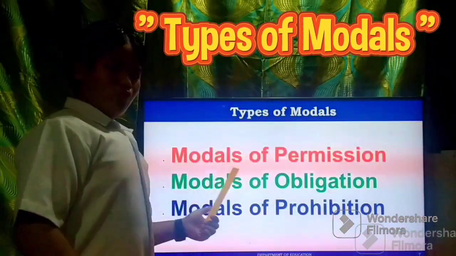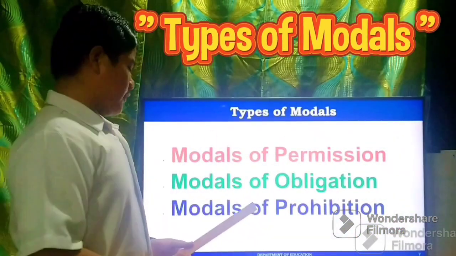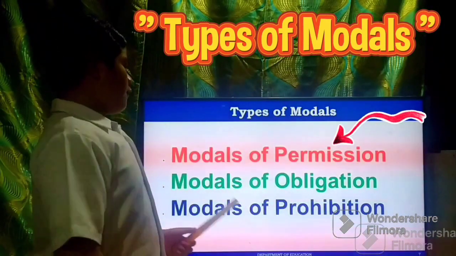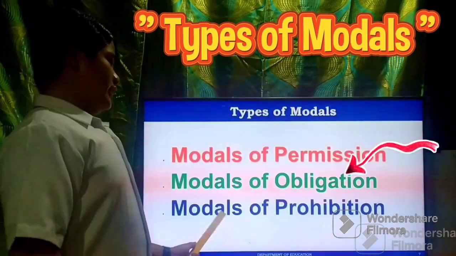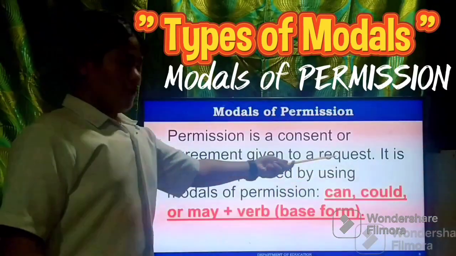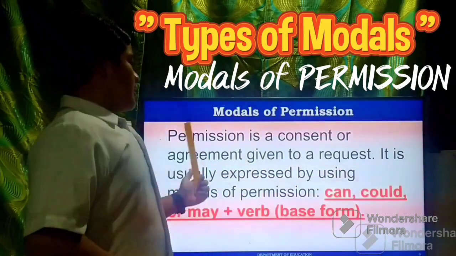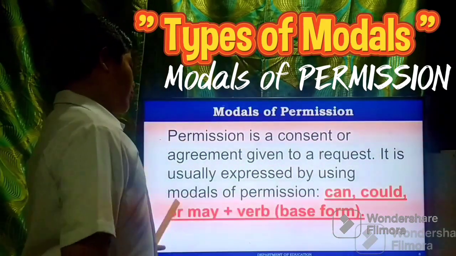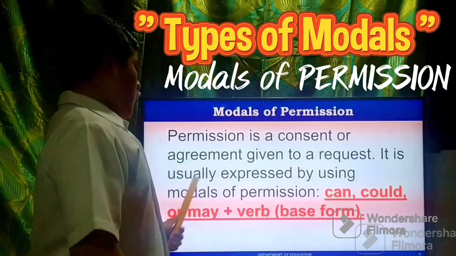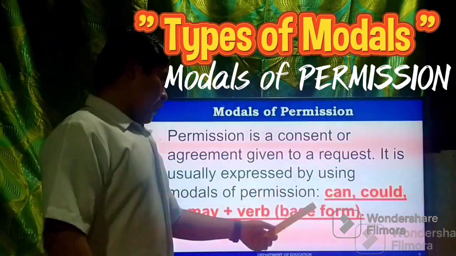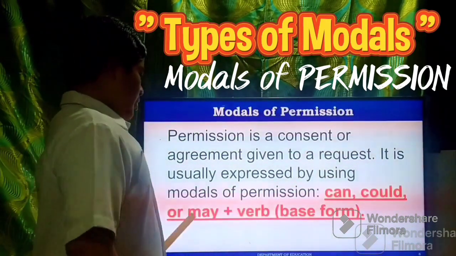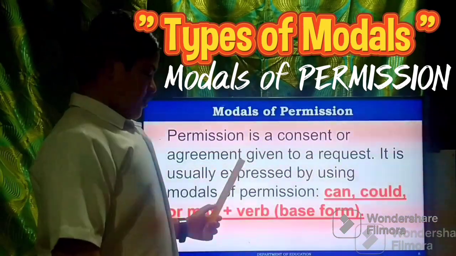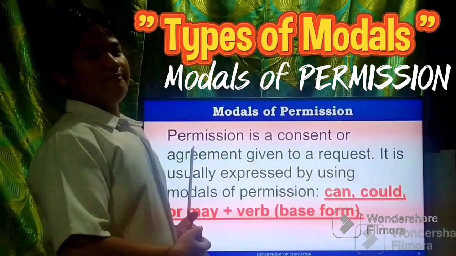Types of modals. There are many, but we are just figuring the three main types. We have the modals of permission, modals of obligation, and modals of prohibition. Modals of permission. Permission is a consent or agreement given to a request. It is usually expressed by using modals of permission such as can, could, or may, plus the base form of the verb. This modal will help you with someone's consent to do something.